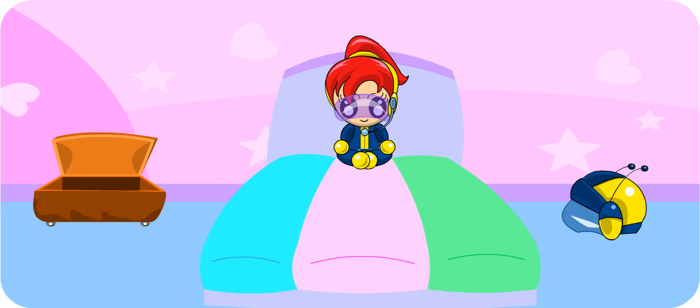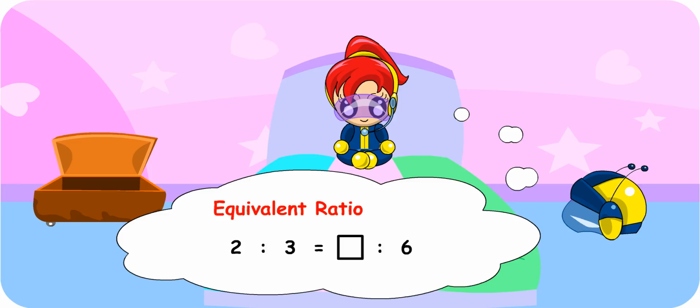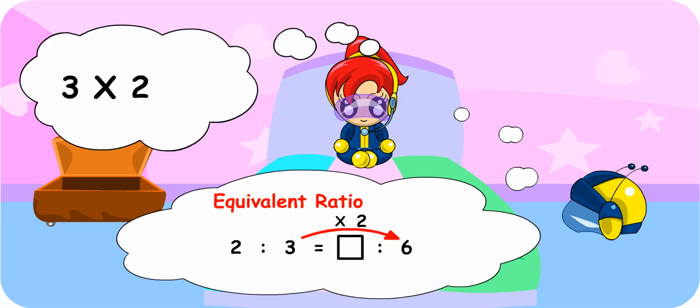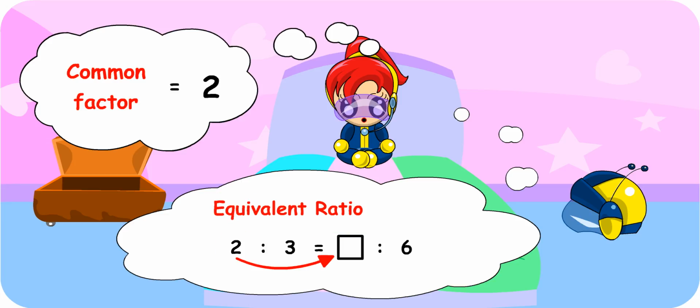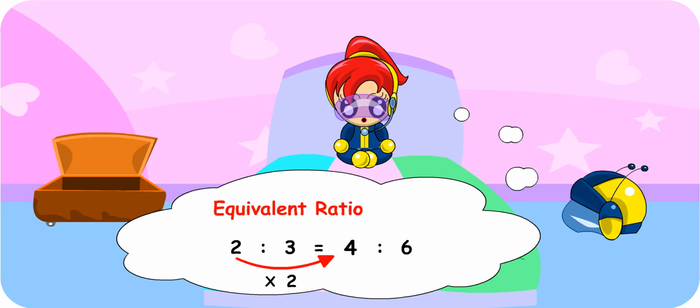Good. Can you tell me the equivalent ratio of 2 to 3? Sure. Looking at the second term, I know 3 times 2 equals 6. So 2 is a common factor. So, the first term has to be multiplied by the same common factor, which is 2. Thus, 2 times 2 equals 4. Therefore, 2 to 3 is equivalent to 4 to 6.